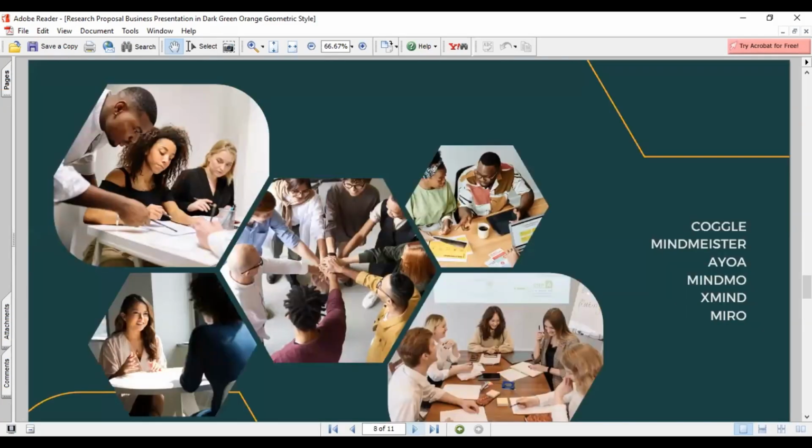Now, these are some of the examples of mind mapping tools. This is also from the probable questions, and has been asked in previous year questions, to name examples of mind mapping tools. So some of them are here: Coggle, MindMeister, Iowa, MindMo, XMind, Miro. If you find out more about mind mapping tools or any particular apps, kindly write it in the comment section below so that I can also learn from it.